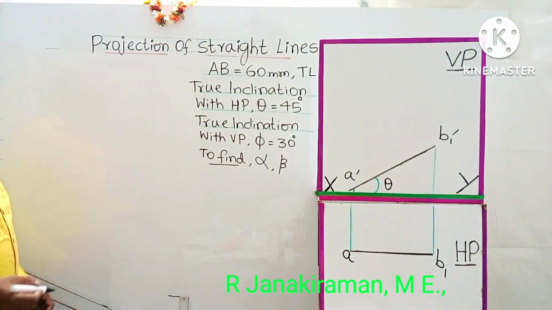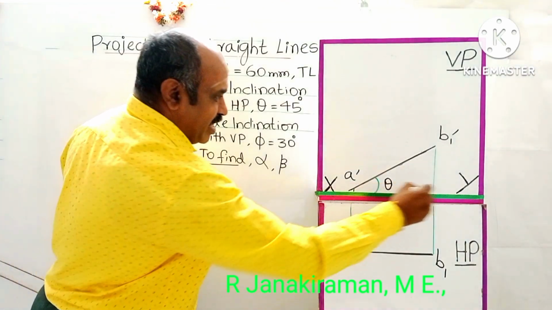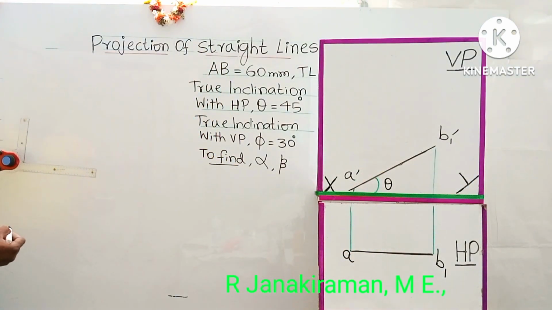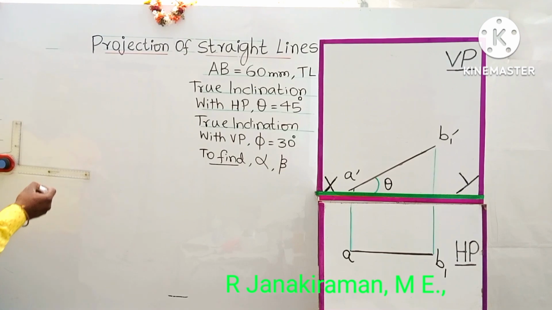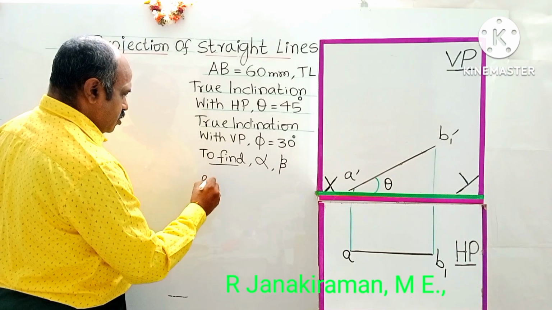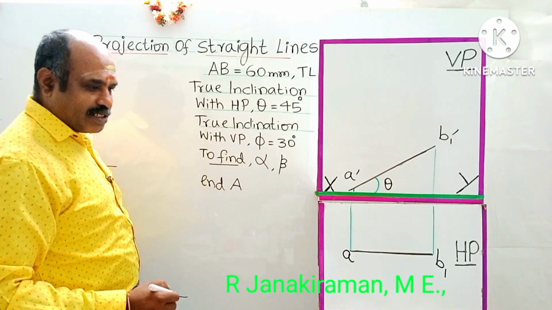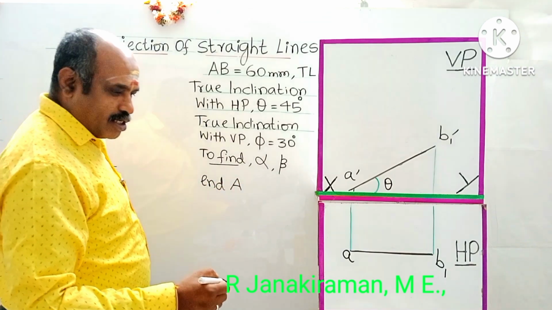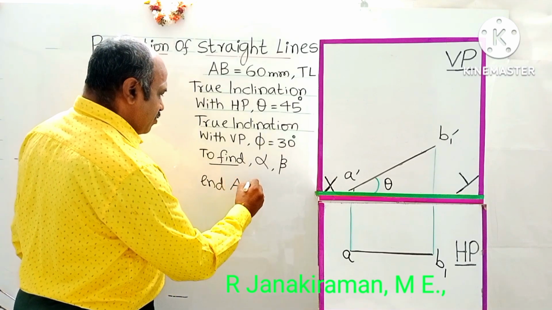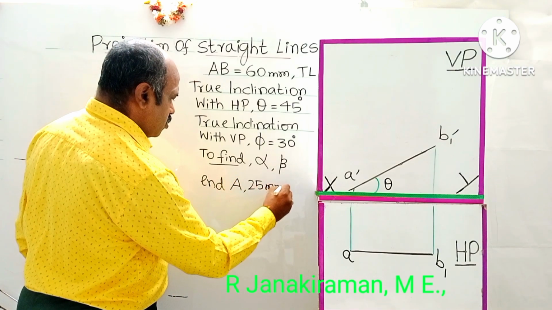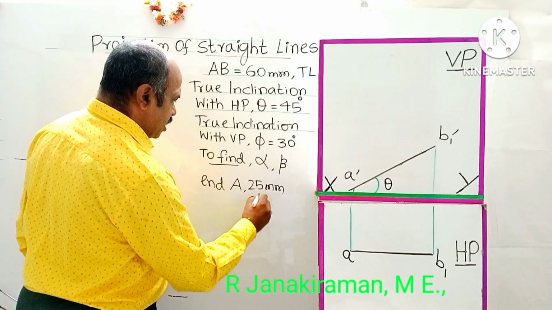This is the XY line, shown in green, called the reference line. First, you draw the reference line on the side of the drawing sheet. I will explain in 3 or 4 steps. A point is located; some distance is given in the question. Go through that. A is 25 mm, 25 mm above HP.